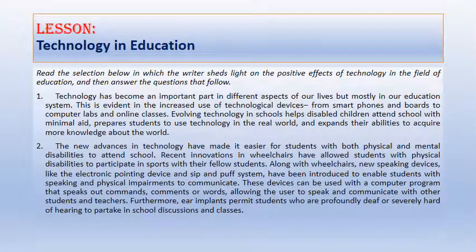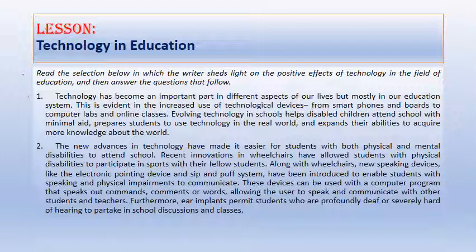Okay. Now, technology and education is our lesson. It's an article. Read the selection below in which the writer sheds light on the positive effects of technology in the field of education, and then answer the questions that follow. Paragraph 1: Technology has become an important part of different aspects of our lives, but mostly in our education system. This is evident, meaning it's showing, it's obvious, in the increased use of technological devices, from smartphones and boards to computer labs and online classes.